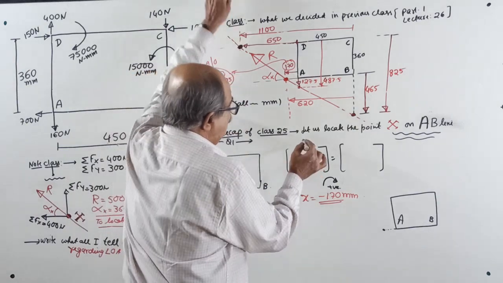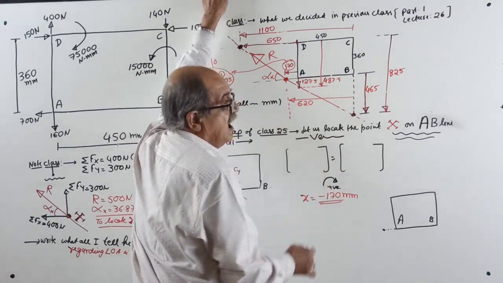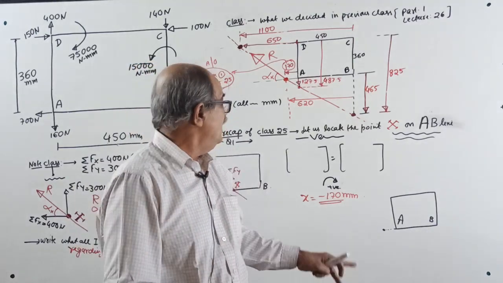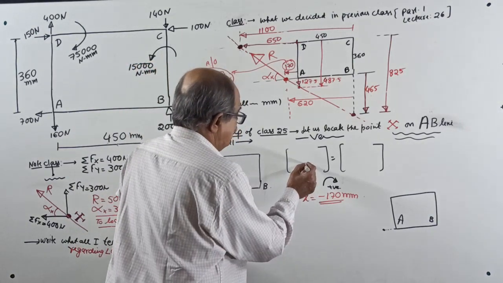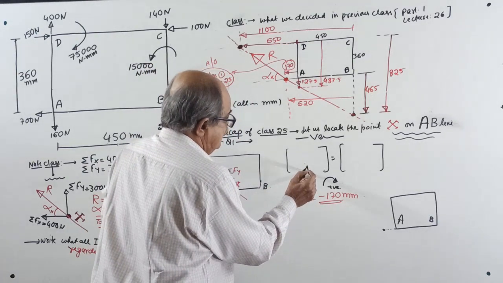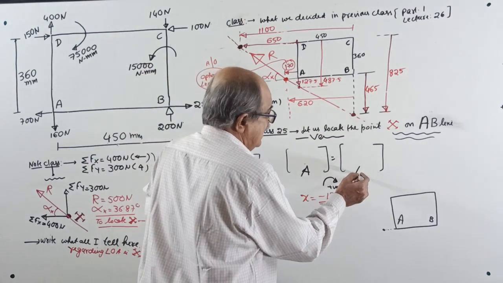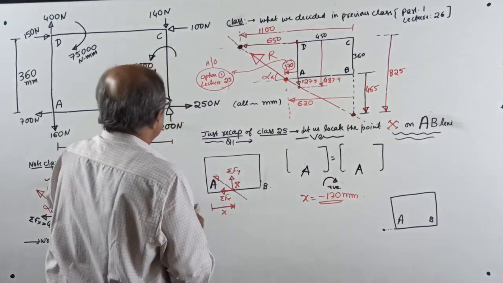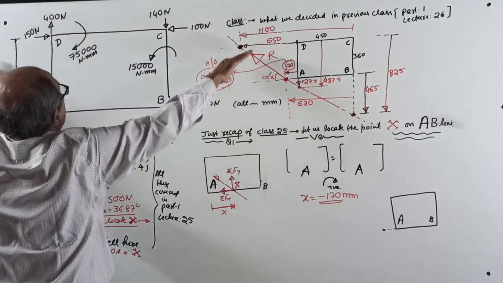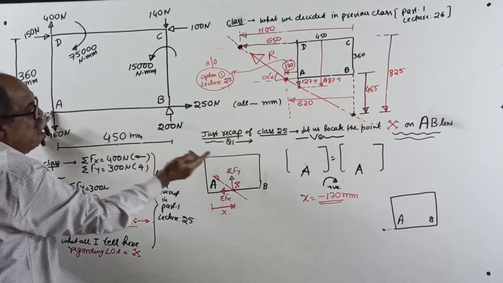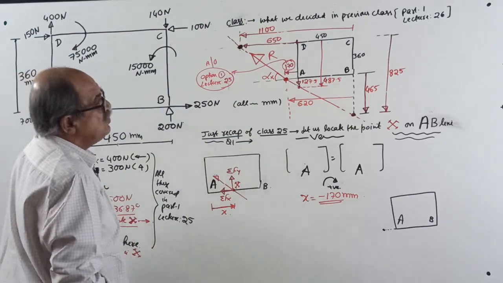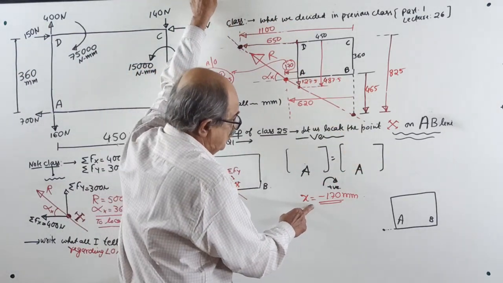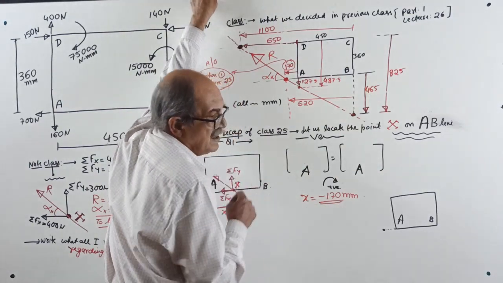Then we applied Varignon's theorem: the algebraic sum of moments of all the given force system about any point, about the point A, is equal to the moment of the resultant about the same point A. We took clockwise positive. First we considered the algebraic sum of moments of the entire force system about A. Then we took the moment of the resultant about the same point. We solved it. We got x equal to minus 170 millimeter.